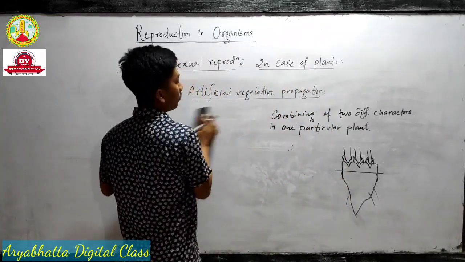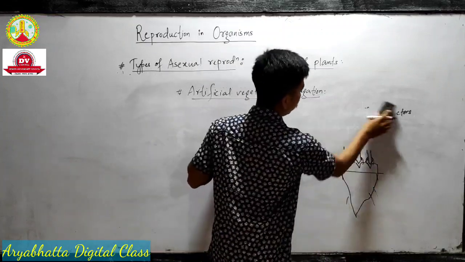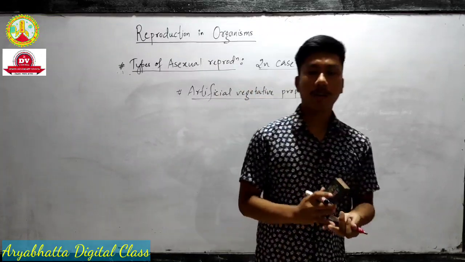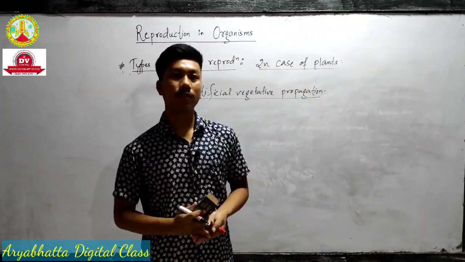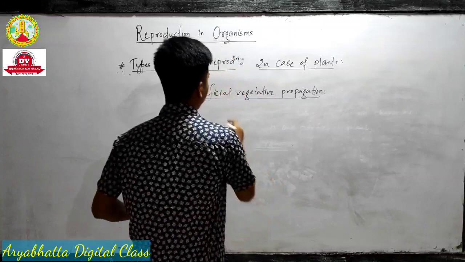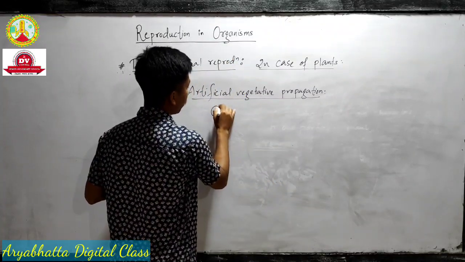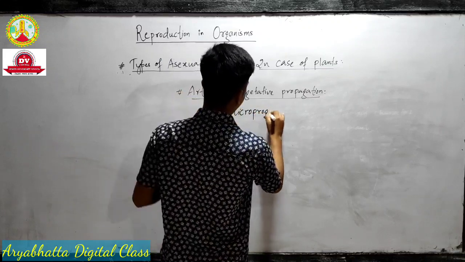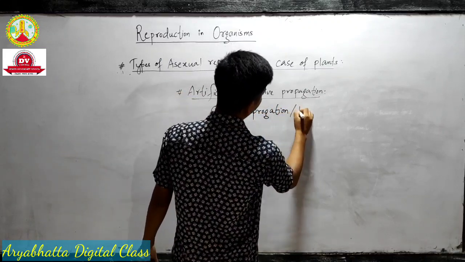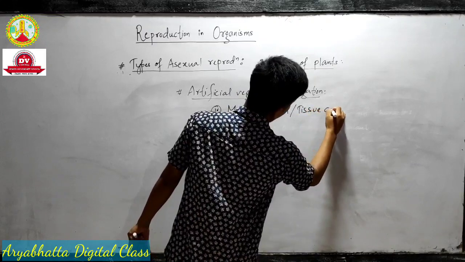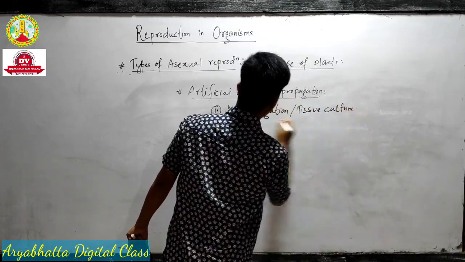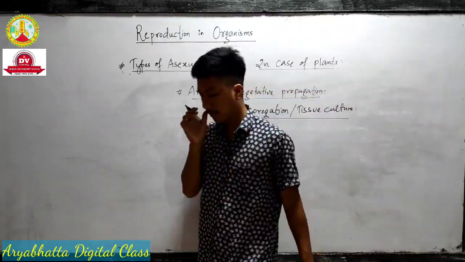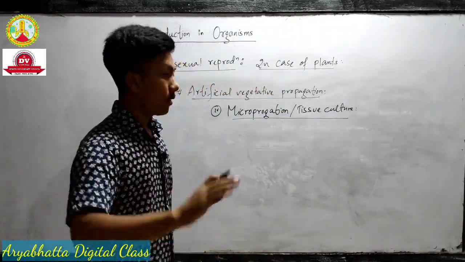There is one more. So we have discussed cutting, we have discussed layering, then we have discussed grafting, and there's one more, very short. Number 4, micropropagation, or it is also called tissue culture. We will discuss this tissue culture in detail in a different chapter, towards the last chapter of it. Here we'll just discuss the basic thing.